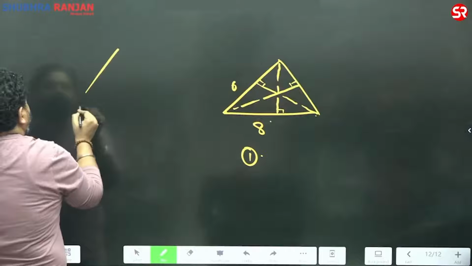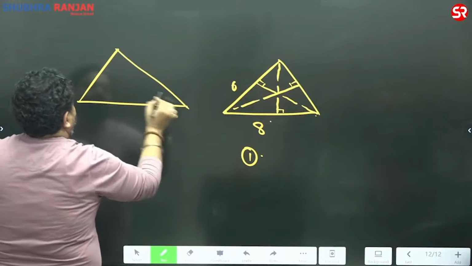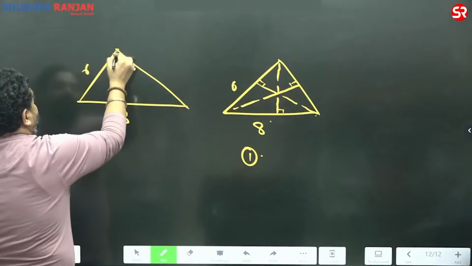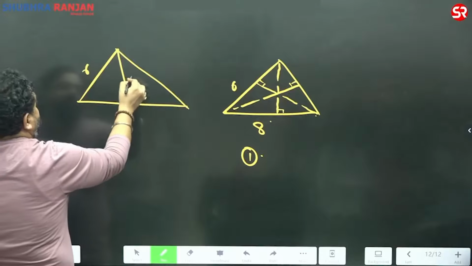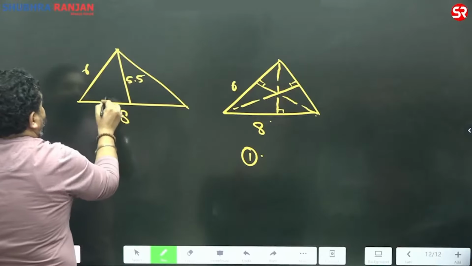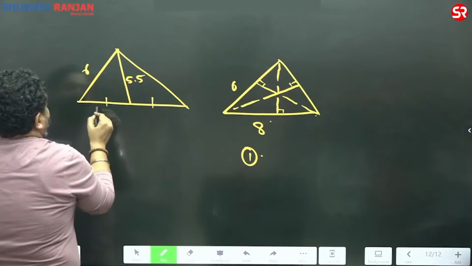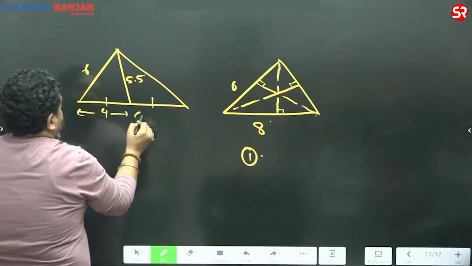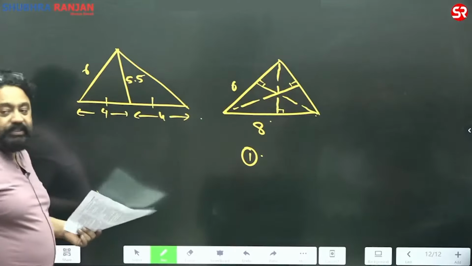Now the median to the base, now this is important. Look, this is 6, this is 8. The median to the base is 5.5. The median is this, which divides the opposite side into two equal parts. Would it give us the answer?